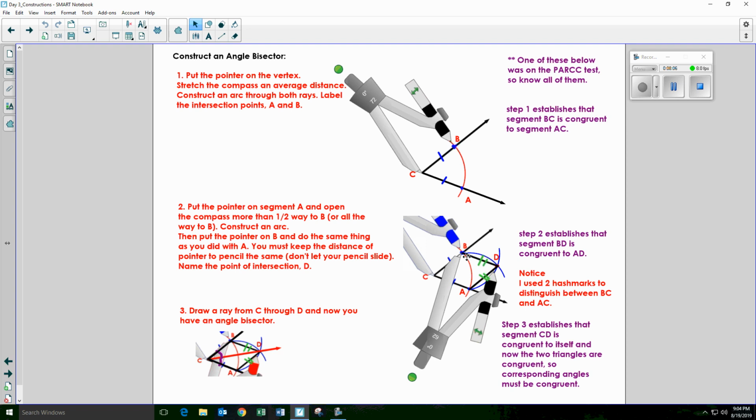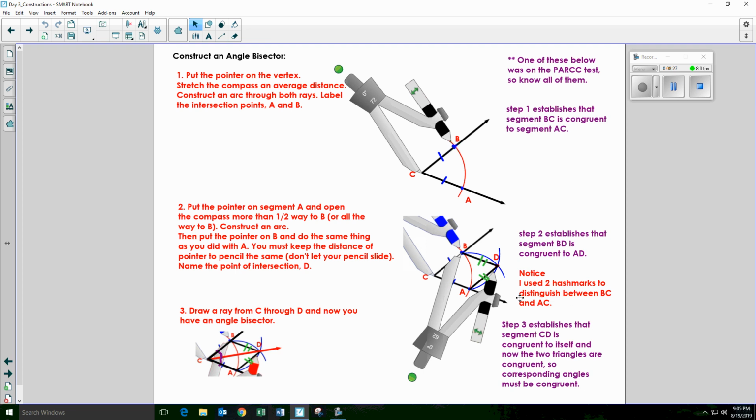So if I connect B to D and A to D, these two distances are now congruent. Notice I used 2 hash marks because I've already used 1 showing these two are congruent, so I go up to the next number, 2. You could have skipped and gone 3. There's not an order you have to go in, but usually most people just go 1, 2, 3, and 4 if you ever got up that high.